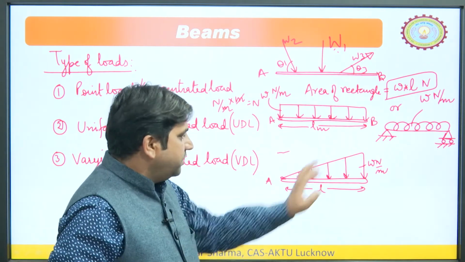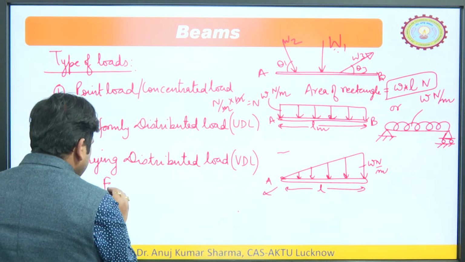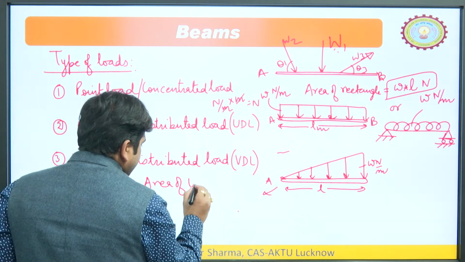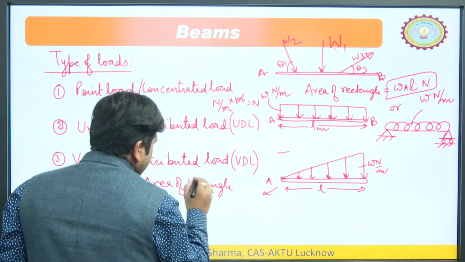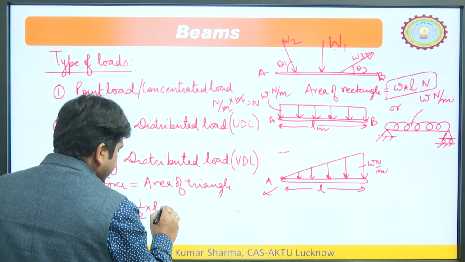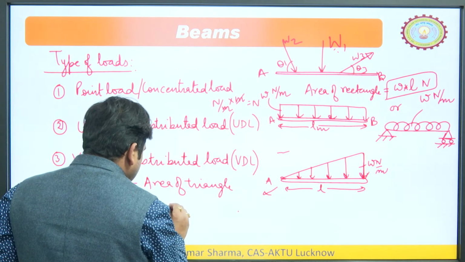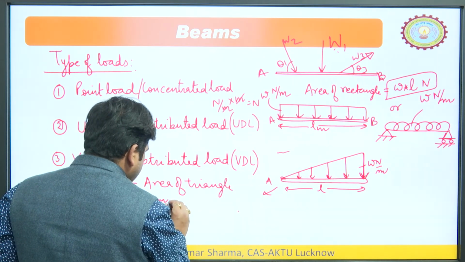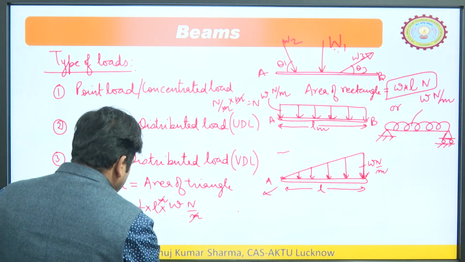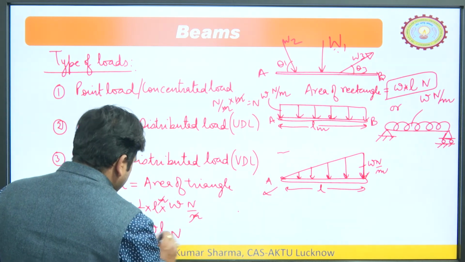So, similarly we can do for the triangular distributed load. So, here the force is equal to the area of the triangle, because it is like a triangle. So, area of triangle will be equal to half into base, base is L, into height, height is how much? So, here height is W Newton per meter. So, this is L meter and it is W Newton per meter. So, this will be cancelled out. So, what would be this? W L by 2 Newton. So, this is the force.